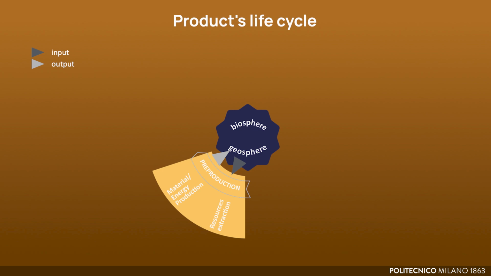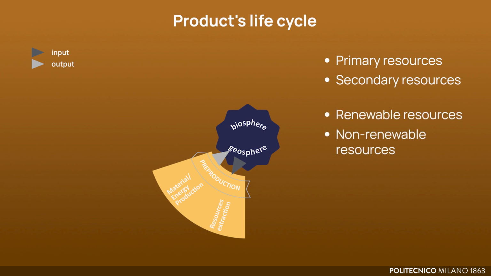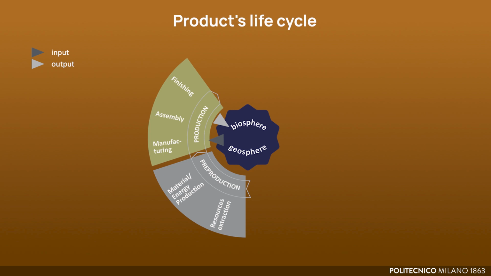In this phase, it is possible to distinguish between primary resources, meaning virgin resources, and secondary resources from recovery or recycling, as well as between renewable and non-renewable resources. The second phase is the production phase, which includes the processes of transforming materials into components, assembling, and finishing the product. Here we distinguish between direct materials, which remain in the final product, and indirect materials, which are used in the process but are not incorporated into the product, such as lubricants, solvents, and process water.